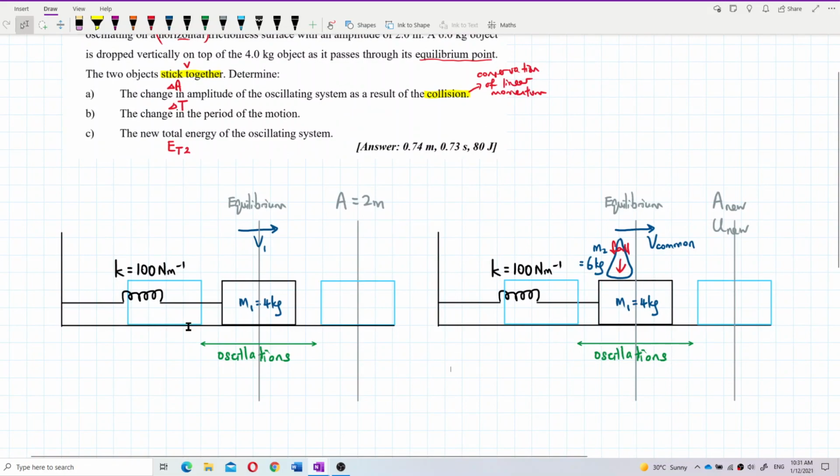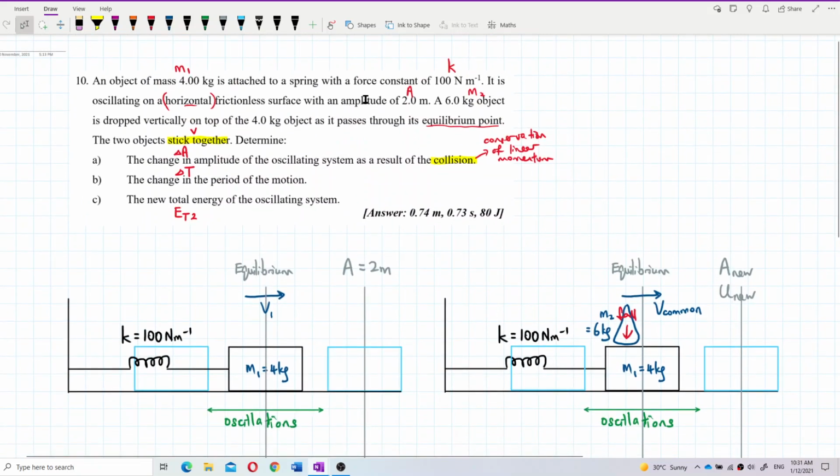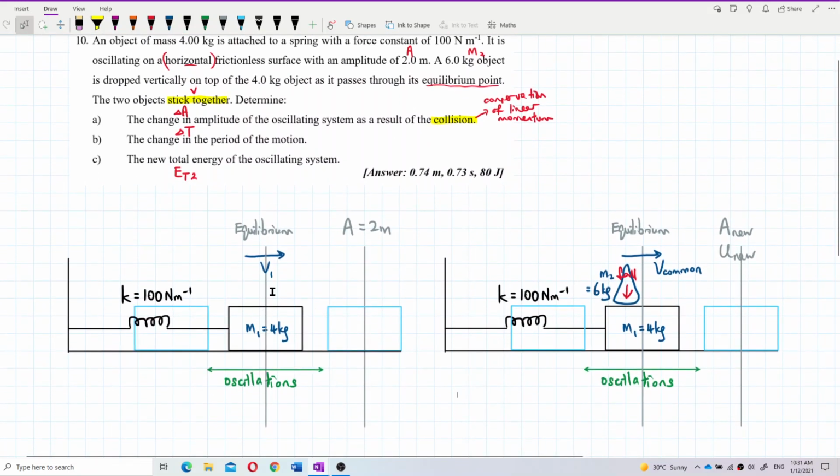Okay, so it undergoes oscillation. The spring constant is 100. It oscillates with amplitude 2 meter initially. It has velocity v1 at the equilibrium position. When it goes to the maximum amplitude, all the energy changes to potential energy. At the equilibrium position, it has only kinetic energy, and then all the kinetic energy changes to potential energy.